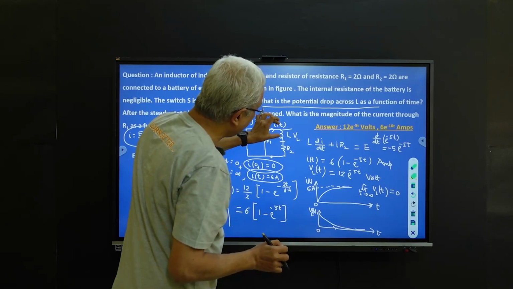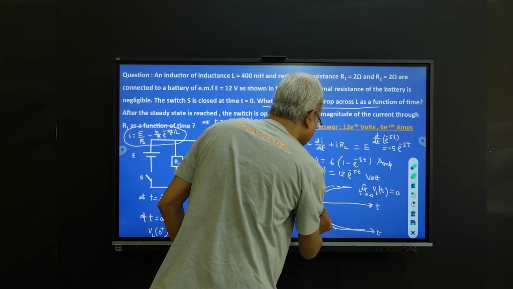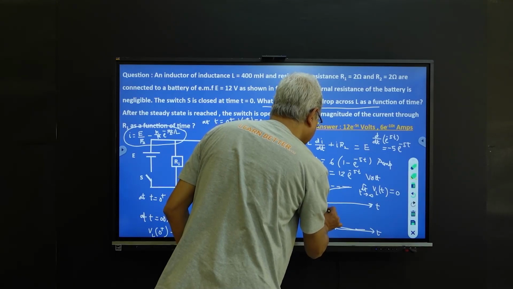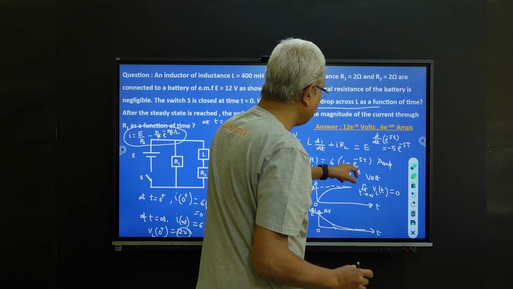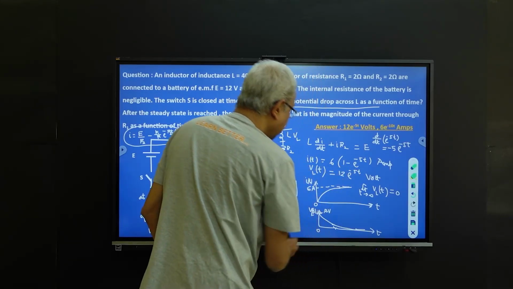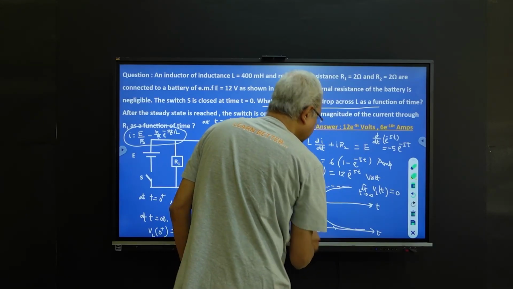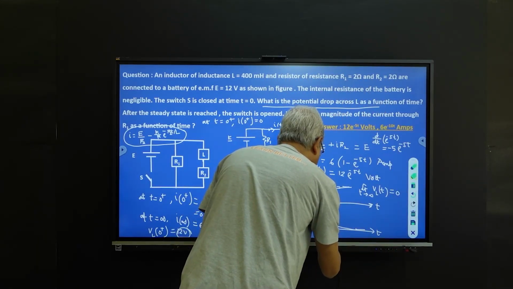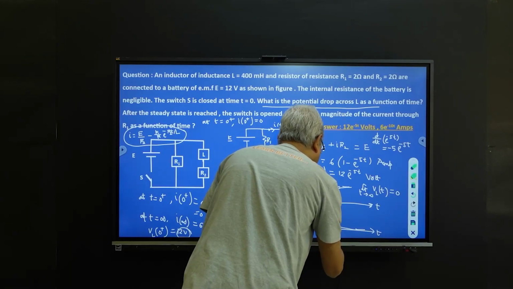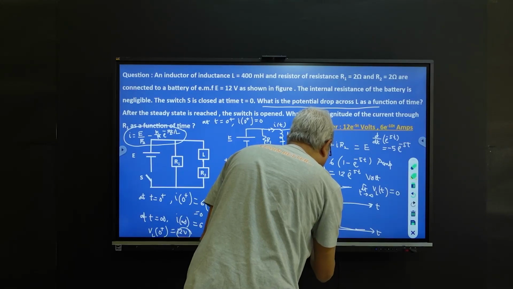But initially it is an open circuit, that's why the entire 12 volt is appearing across this, because this point is the 12 volt point. You see V(t)'s expression at t equal to 0 is 1, so it is 12. So it drops from 12 volt to 0 volt when sufficient time passes. This is V_L(t), and this figure is 12 volt.